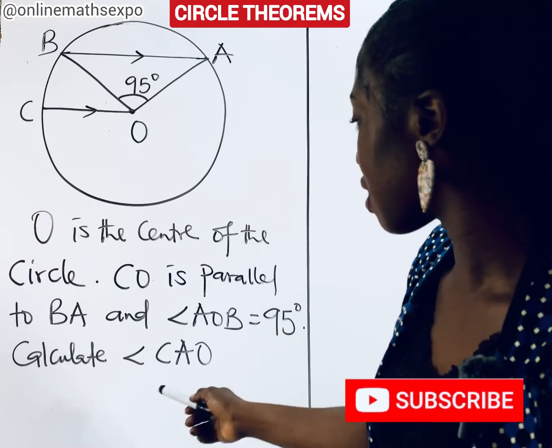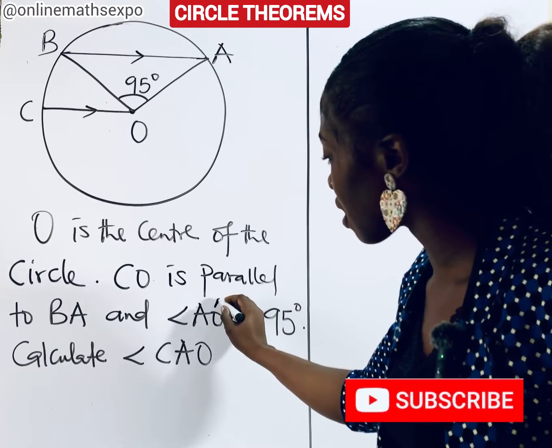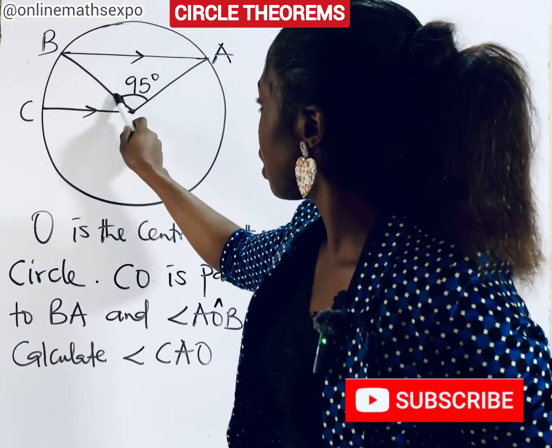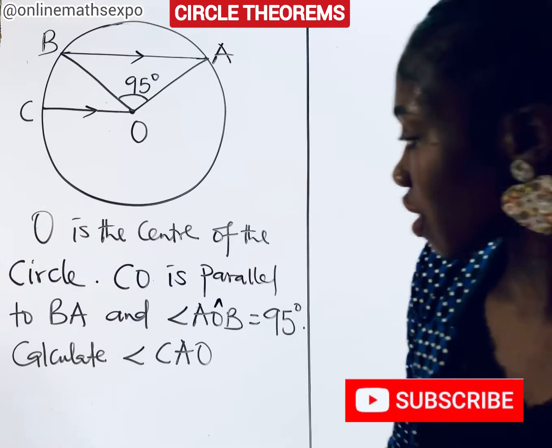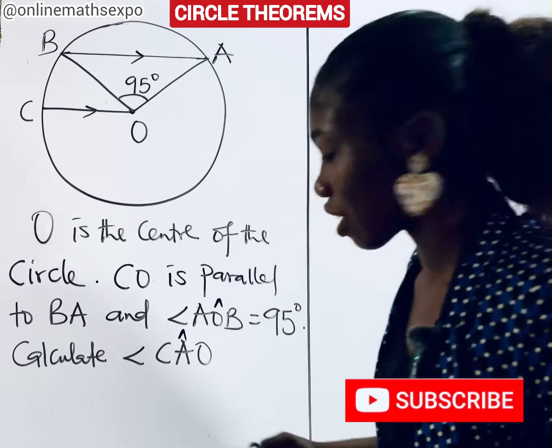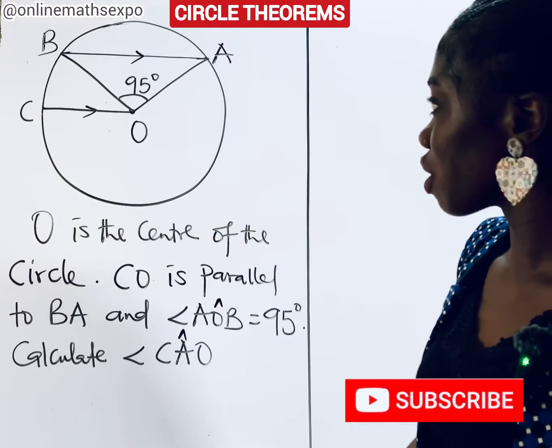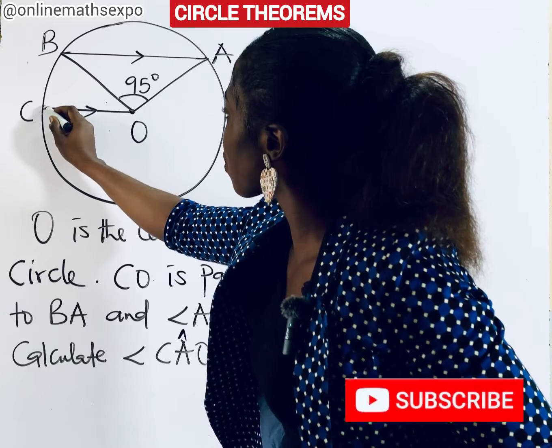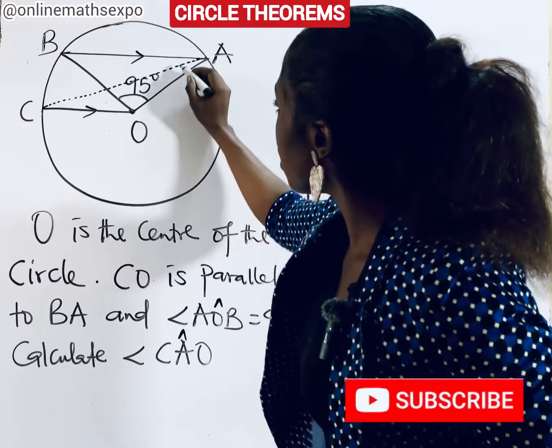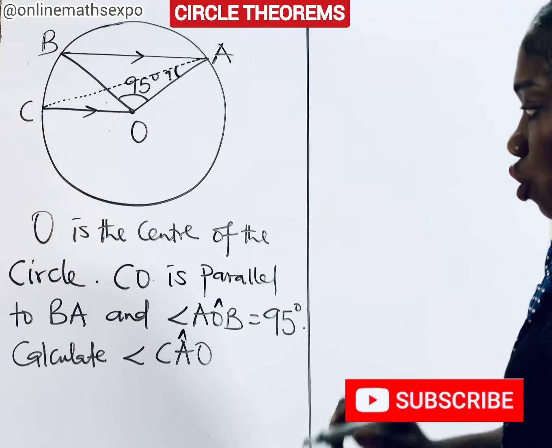Now, we are also told that angle AOB, when you see this, the angle is on the center letter O. So go to the diagram. AOB, this part is 95. The question says calculate angle CAO. CAO, that's the angle at A. So go back to the diagram. CAO, what does it mean? It means we are going to have something like this. Just watch. So CAO is a tiny part of the angle here, and that is what we are asked to find.